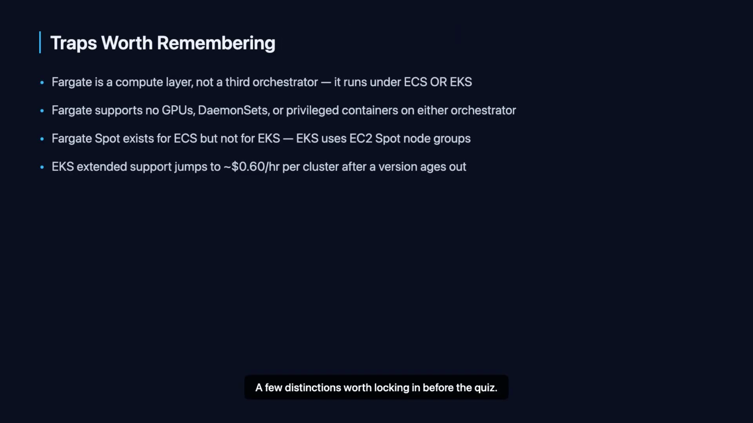A few distinctions worth locking in before the quiz. First, Fargate is a compute layer, not a third orchestrator. It always runs under either ECS or EKS. Second, Fargate supports no GPUs, no daemon sets, and no privileged containers on either orchestrator, which is exactly why GPU work goes to the EC2 launch type. Third, Fargate spot pricing exists for ECS, but not for EKS. On EKS, you get spot savings through EC2 spot node groups instead.